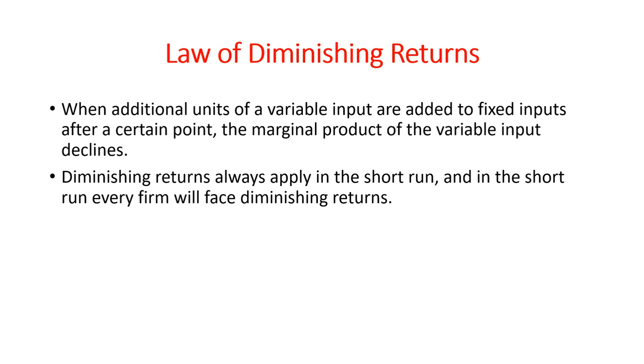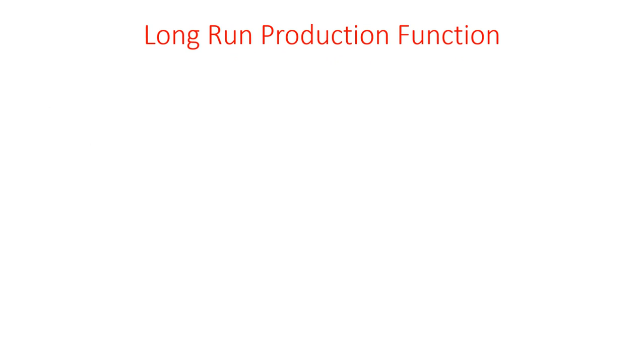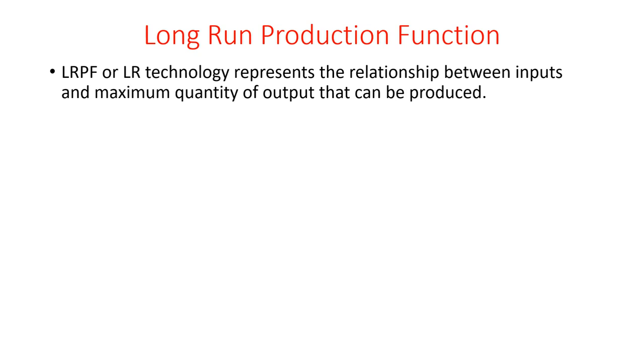Now we turn to the long-run production function. The long-run production function, or long-run technology, represents the relationship between inputs and the maximum quantity of output that can be produced. Here, none of the inputs are held constant. This is represented as we use a map of iso-quant curves to represent the long-run production function.